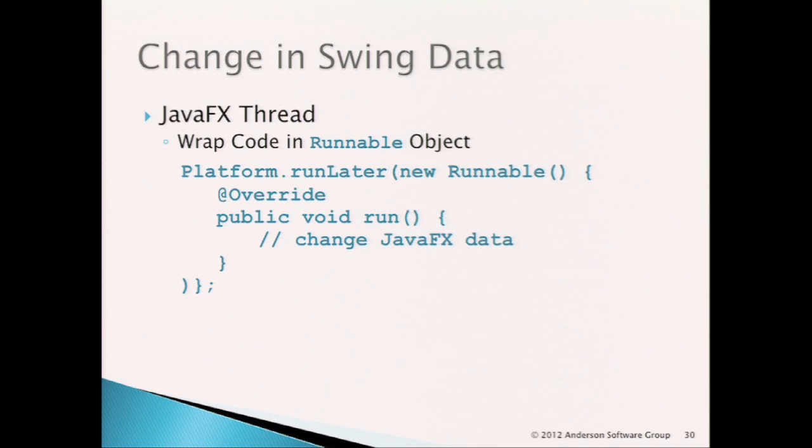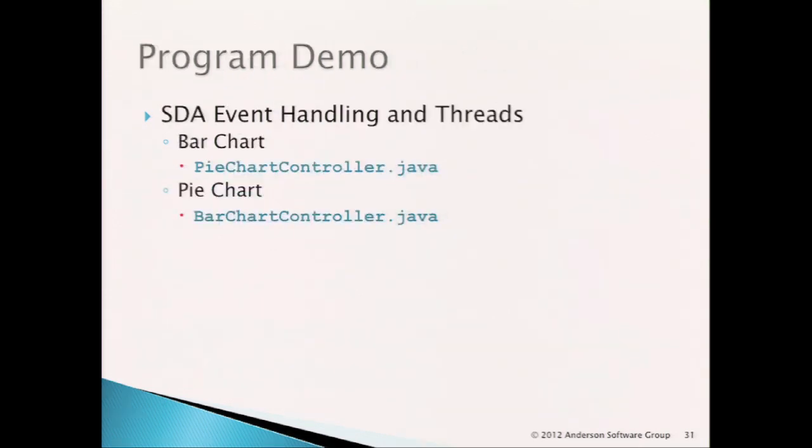So notice that this is Platform.runLater. It's the same exact concept that we have with the Swing thread, except that this is the JavaFX application thread. Platform.runLater, it's the same approach. You new up a runnable, override run, and you change the JavaFX data. So if you go into our code where you see the updates being done for the charts when a table entry changes in Swing, this is what you'll see. In fact, we're going to show you that right now.